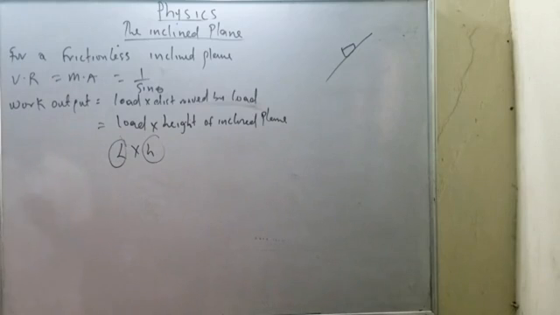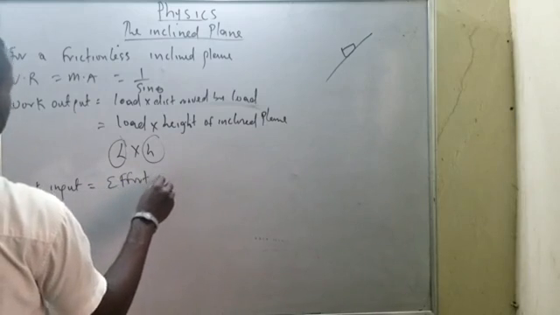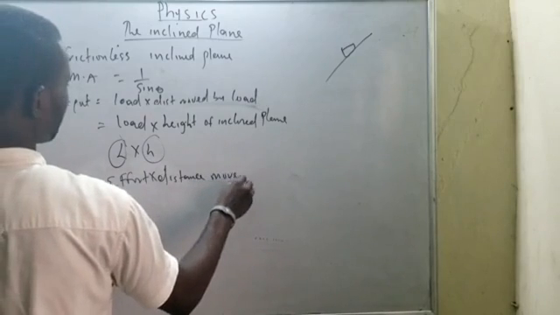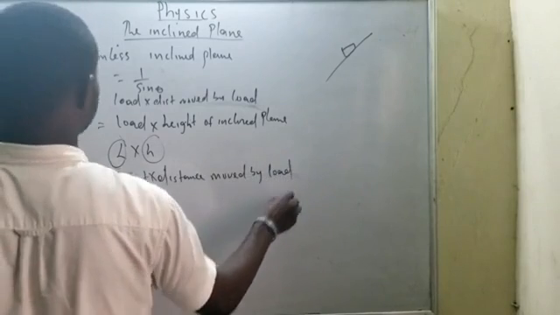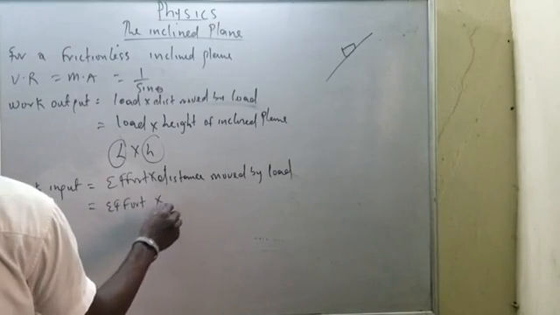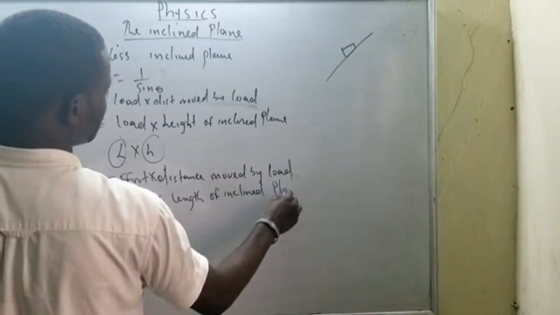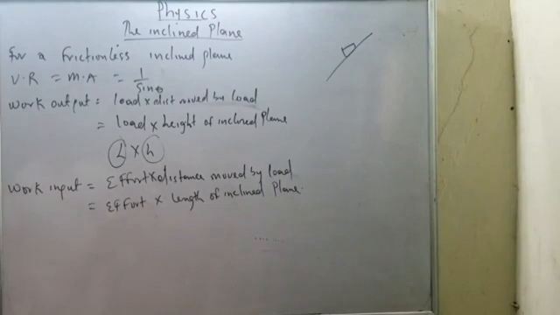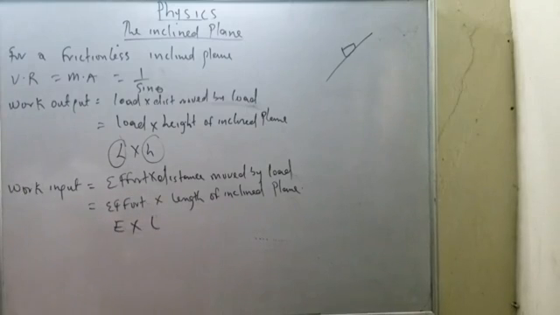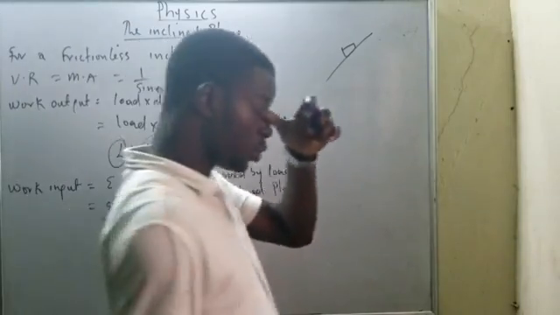I can also say that work input equals the effort multiplied by the distance moved by the load, which also equals effort multiplied by the length of the inclined plane, which is a small l. I've explained this in our previous video. Before you watch this video, make sure you watch our previous video.